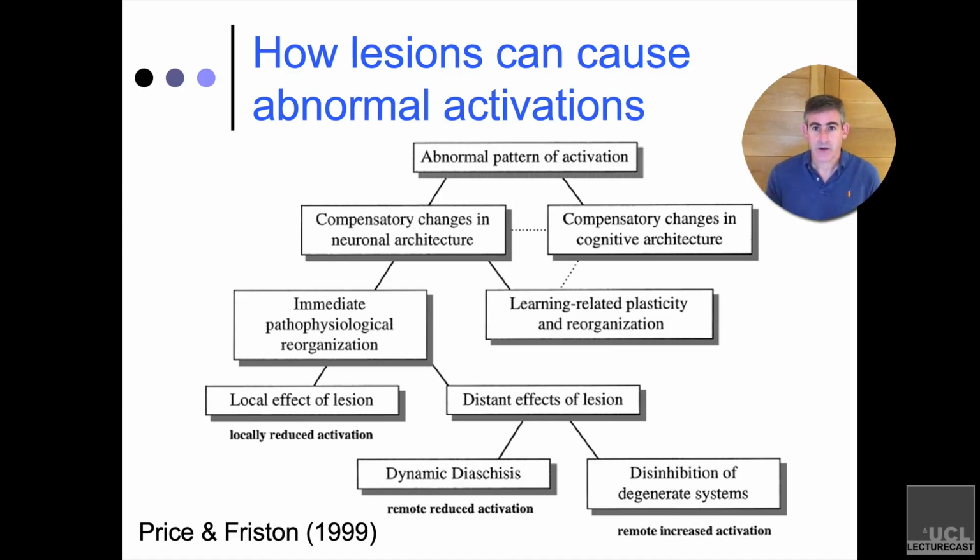And if so, is it something that was there from the beginning, or did you have to learn it, right? So you can work through this tree. If it was something immediate, is it a local effect of the lesion? Is it just that the tissue there is damaged and therefore is not so active? Or is it a distant effect of the lesion? And we saw that in the cerebellum in that stroke patient, where there was a lack of activation ipsilaterally in the cerebellum, despite the fact that that tissue was completely unaffected in terms of structural damage by the stroke. And that tells you something about what's known as diaschisis effects.